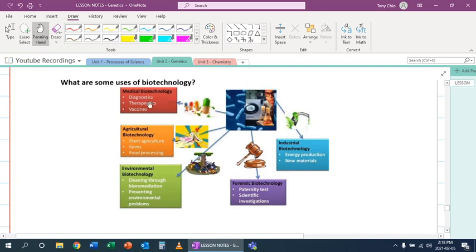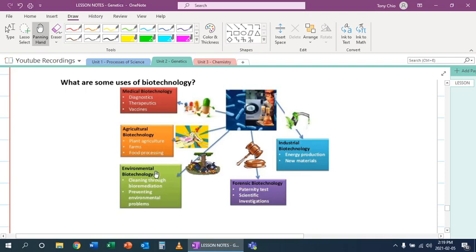So for example, we have medical biotechnology. So those are diagnostic techniques for diagnosing disease, for example. We have therapeutics to heal. We have vaccines. We have agricultural biotechnology, so plant agriculture, how do we grow plants better? We have farms that use these biotechnologies to help grow its plants and resist diseases. And we also have food processing techniques.